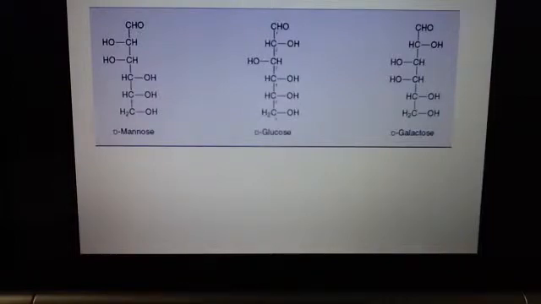So, for example, with glucose, it's C6H12O6. Monosaccharides are simple sugars. Disaccharides are formed by two of the monomers, monosaccharides, and polysaccharides are multiple monosaccharides. So we're going to talk a little bit about the monosaccharides first.